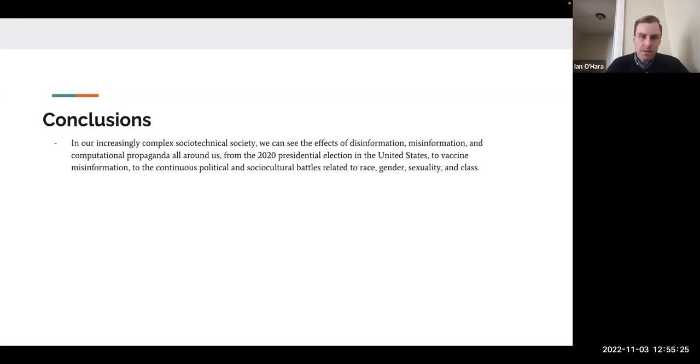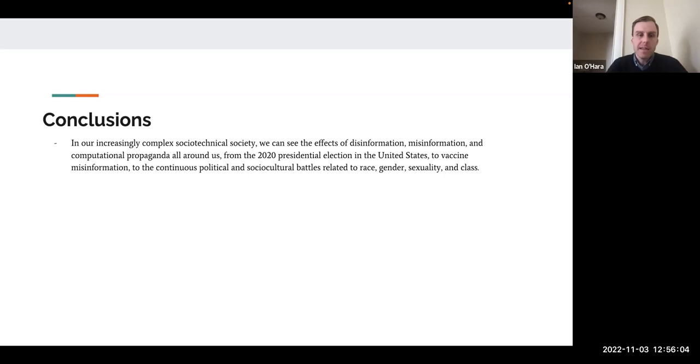So my conclusions: our society is increasingly complex, especially within information spaces, as we've all transitioned very quickly and without too much critique initially. Now we're starting to critique it more and more, but initially we all adopted these technologies without much critique because everyone was adopting them all at once. We can see the effects now, and we're critiquing them now, of disinformation, misinformation, and computational propaganda.